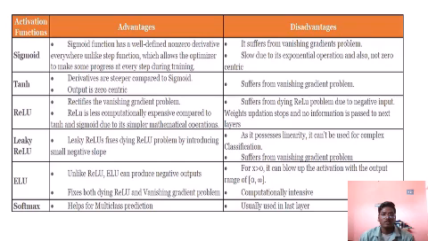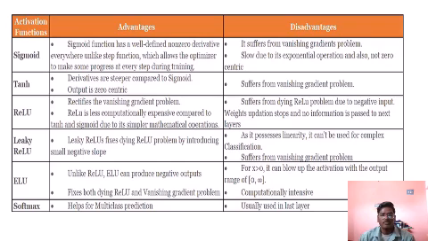ReLU advantage: to fix the vanishing gradient problem, ReLU is less computationally expensive compared to tanh and sigmoid due to its simple mathematical operation. It suffers from the dying ReLU problem due to negative inputs. Weights are not updated, so no information is passed to the next layer.